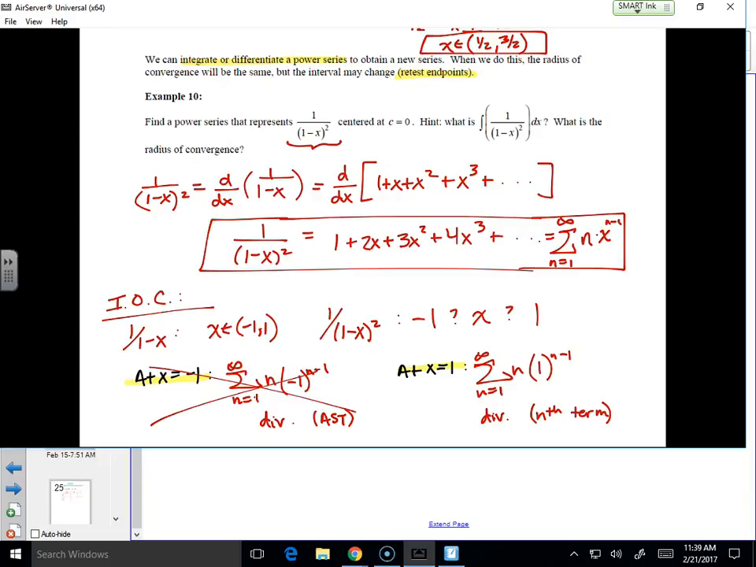So when you use this integration and differentiation, it's frozen. Let it go. Oh no, it's back. When you use the differentiation or integration technique in order to find power series based on other ones that you know, be careful with the interval of convergence.